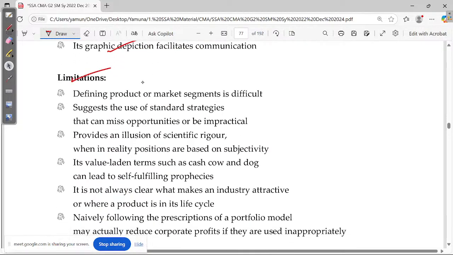Limitations, obviously there. You have to properly define your product and market segment. It's sometimes not very easy. Sometimes there may be some standard strategies where you have to miss opportunities, because sometimes you cannot practically do it. That's one problem. Sometimes it will create an illusion. Probably, if I'm talking about Toyota's monthly demand, it may be creating an illusion. You might not know this is going to happen in the future also. Sometimes it may be happening.